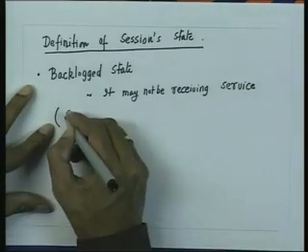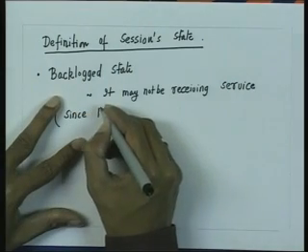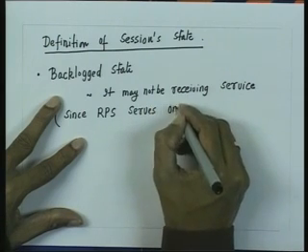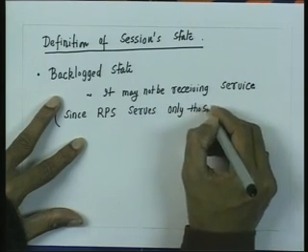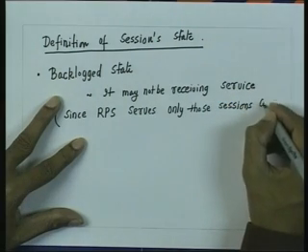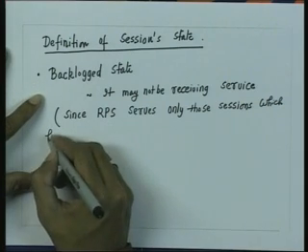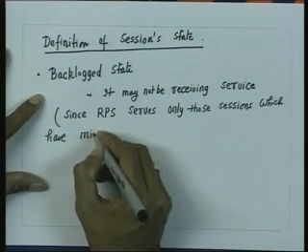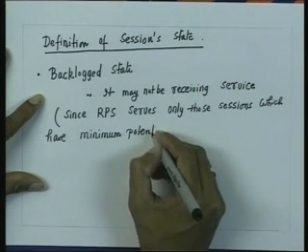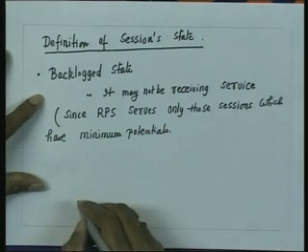Why? Because the rate proportional server serves only those sessions which have minimum potential. So it might be quite possible that a session may be backlogged, but its potential may not be the minimum, and as a result it may not be receiving any service.